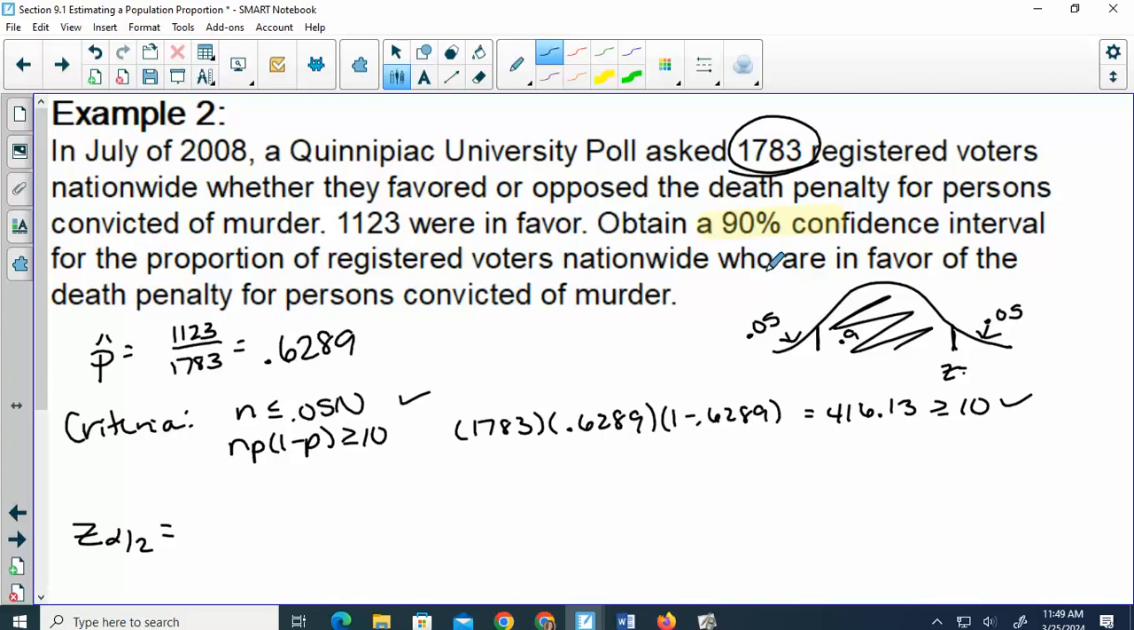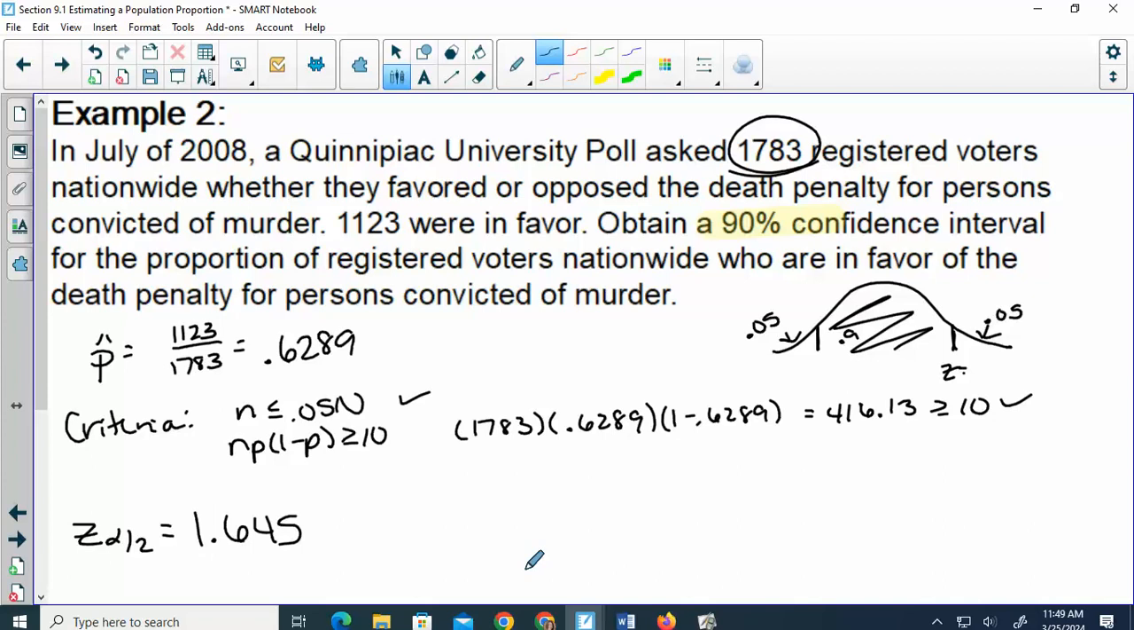Alright, what'd you say? 1 point. Yeah, because if you look, 1.64 is 0.9495, and 1.65 is 0.9505. So it would be right in the middle of those. So 1.645. Does everyone understand how I got that z value?